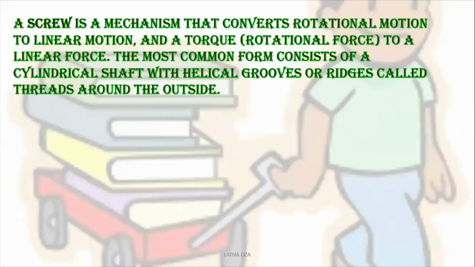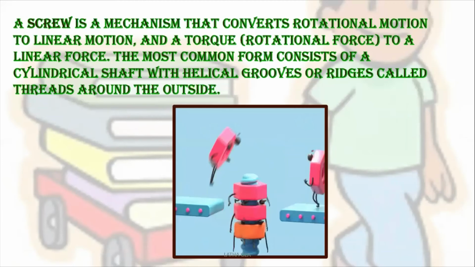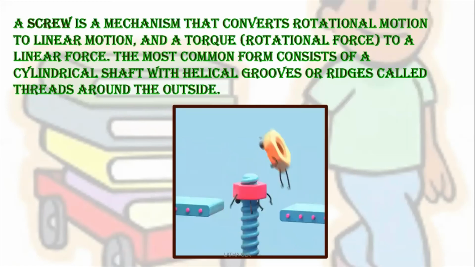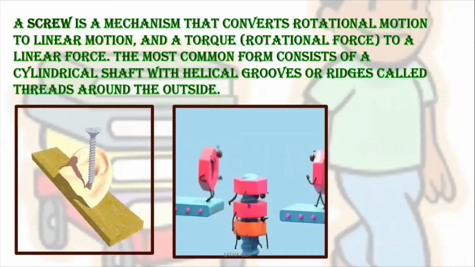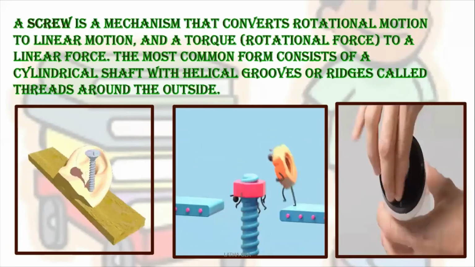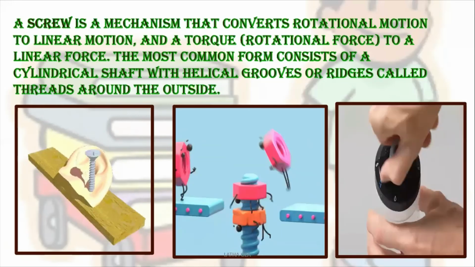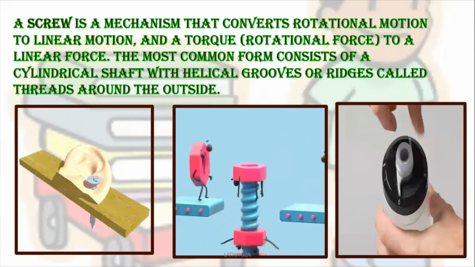A screw is a modified inclined plane. It has a groove at its head into which the tip of a screwdriver fits easily. It is used in objects such as light bulbs. Big screws called screw jacks are used to lift cars and other heavy objects. So it converts rotational motion to linear motion. The most common form consists of a cylindrical shaft with helical grooves or ridges called thread around the outside.